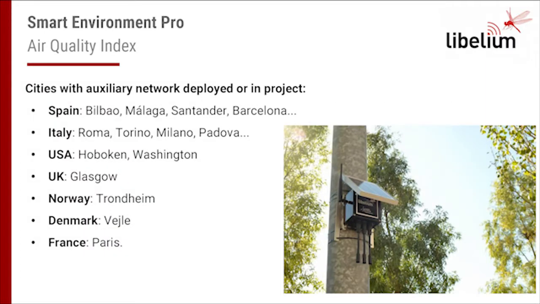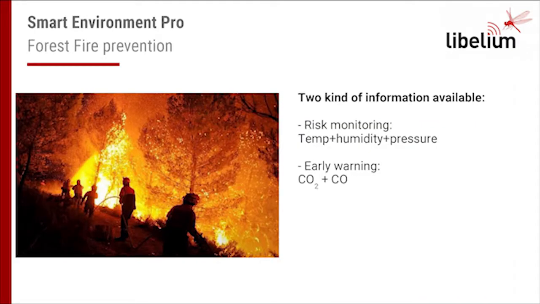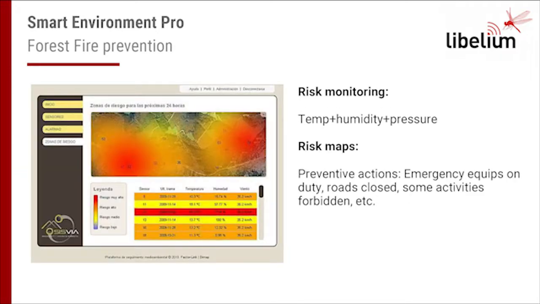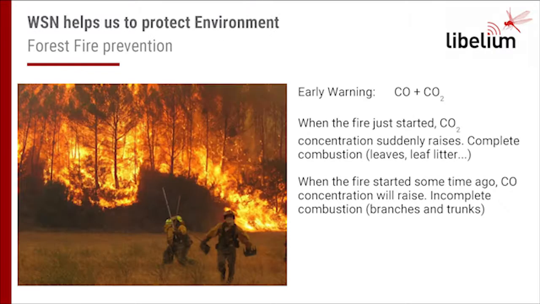There are a lot of cities in Europe, in America, in Asia, wherever, with this support network working or in project to be deployed in short time. Another interesting application is the forest fire prevention. You get two features, the risk monitoring and the early warning. With the basic data of temperature, humidity, and pressure, you can make your own risk map with your hot and cold areas and deploy the workforce in the right place.